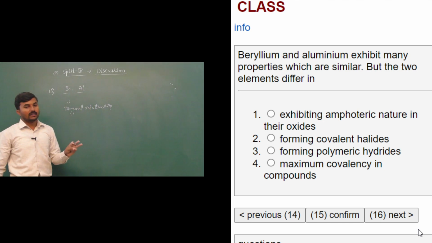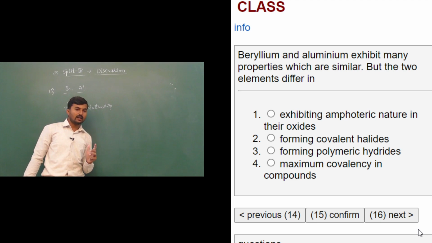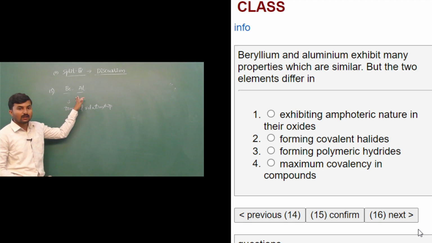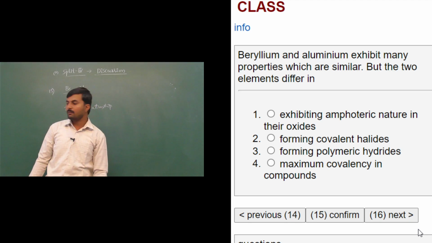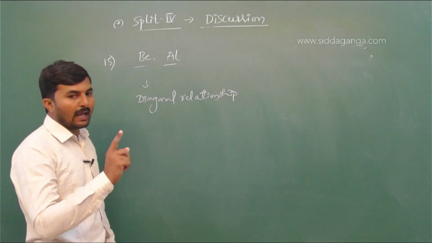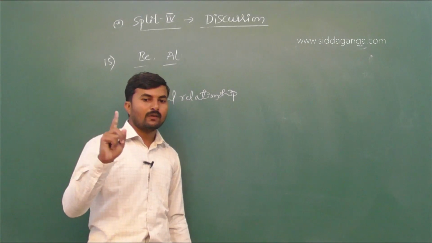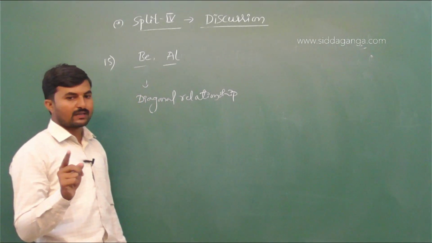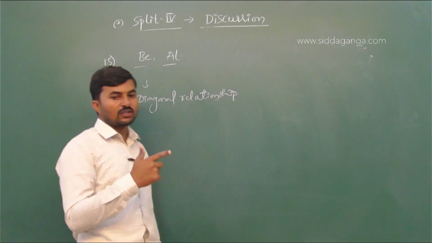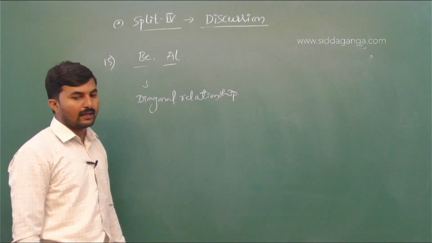Exhibiting the amphoteric nature in their oxides, that is the correct one. Forming covalent halides, that is correct. Forming polymeric hydrides, I said they form dimers, that is also correct. But the fourth one, that is maximum covalency in compounds. So exhibiting amphoteric nature in their oxides, that is correct. Forming covalent halides, that is also correct. Forming polymeric hydrides, that is also correct. Then the last one is maximum covalency in compounds.